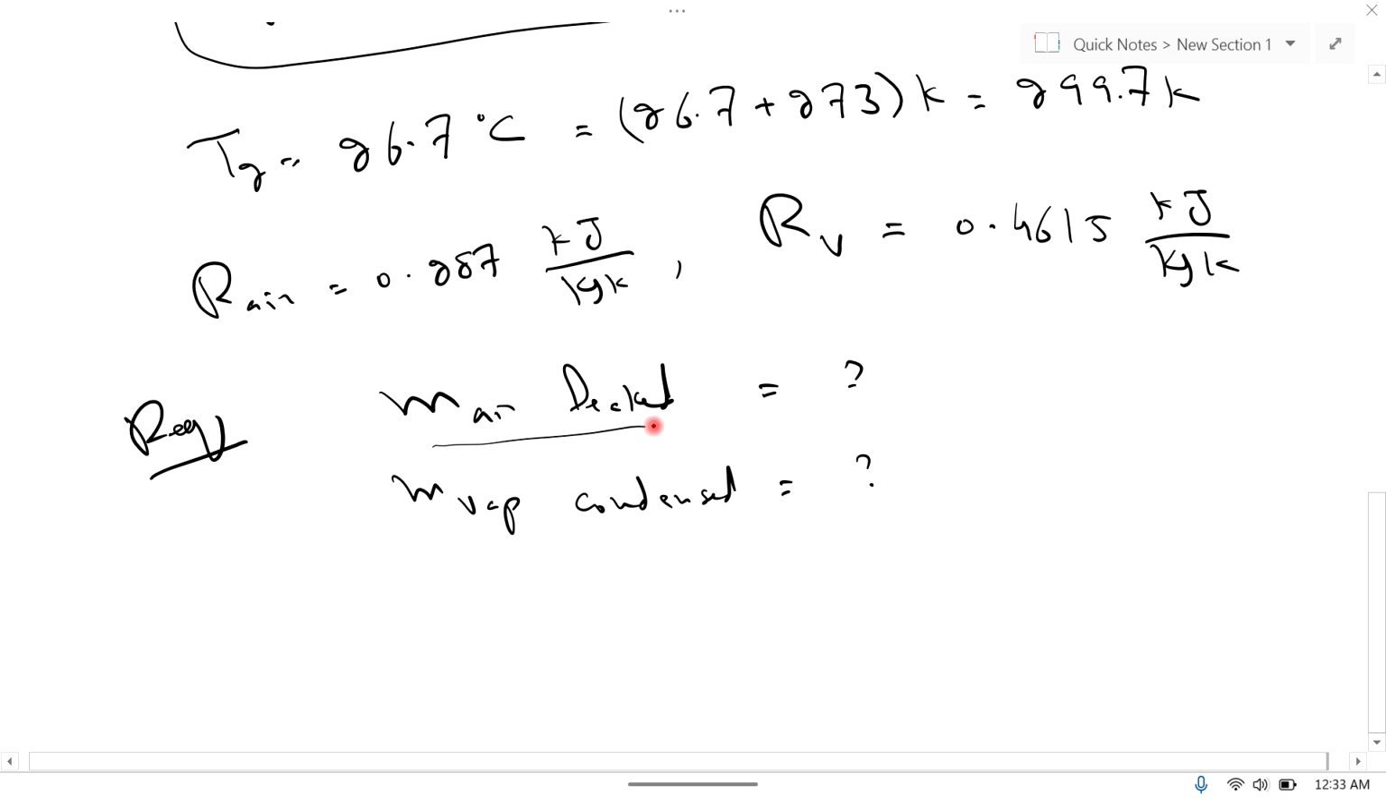So for the mass of air leaked, first we will find mass of air initially and mass of air finally. So we will find mass of air leaked from mass of air at the initial state minus mass of air finally. Similarly, mass of vapor condensed we will find from mass of vapor initially minus mass of vapor finally. So first we find mass of air at the initial state and at the final state. Similarly, mass of vapor at the initial state and at the final state.